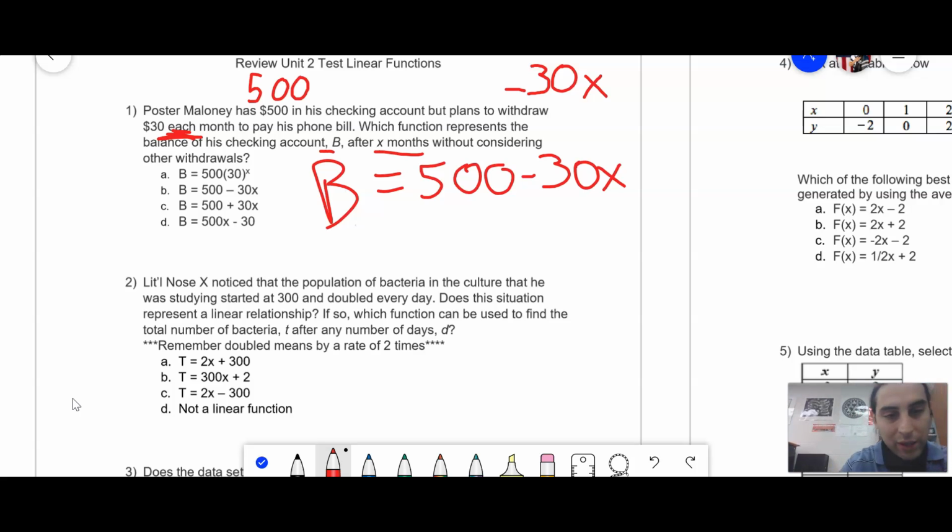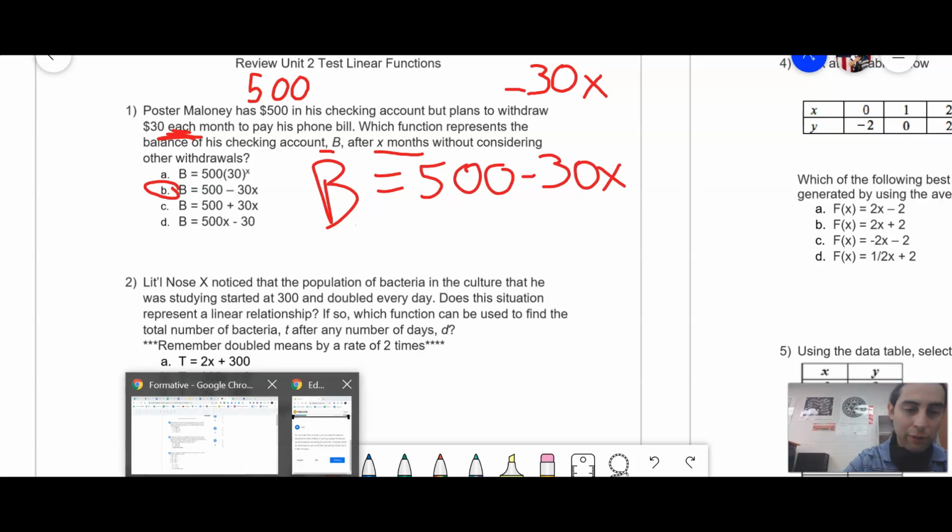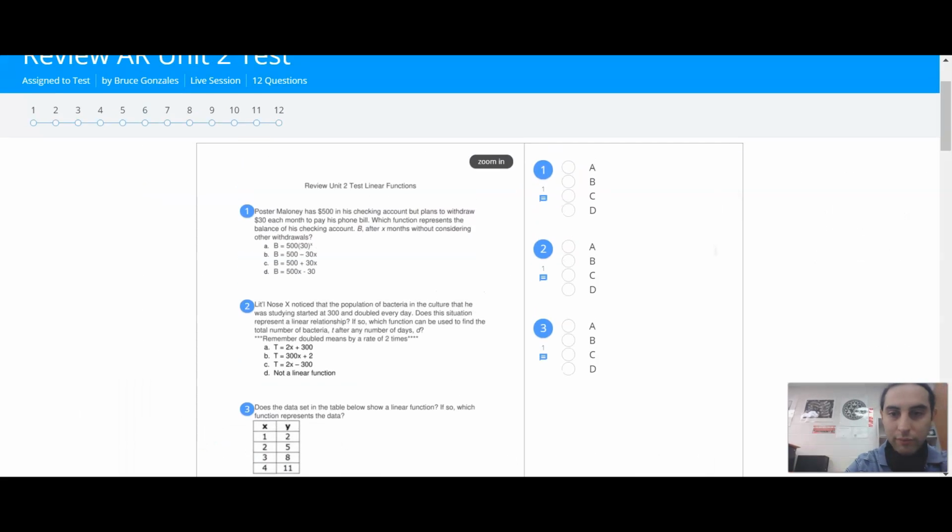So our answer, it's not A because it's not exponential. It's not C because we're not adding $30 every month. We're not making $30 every month. We're withdrawing it. And look at letter D. They've confused where to put the X on letter D. It's very important that the X goes where you see the keyword each. So the answer has to be B. So go back to the formative for number one and put B.